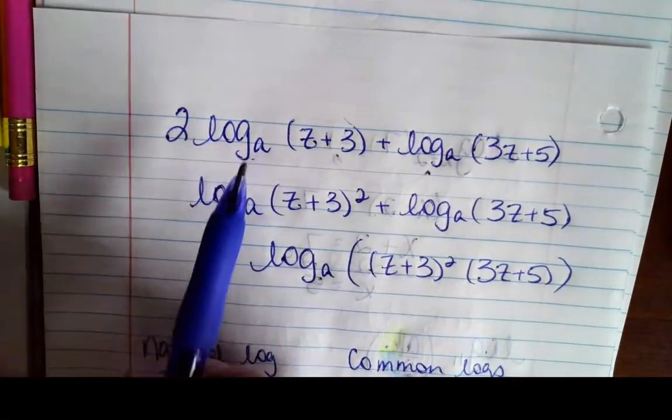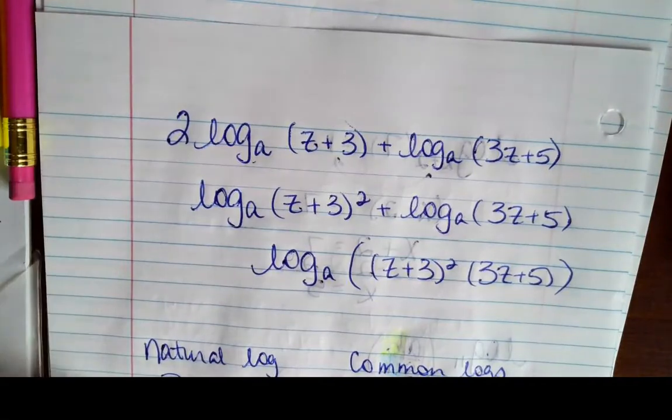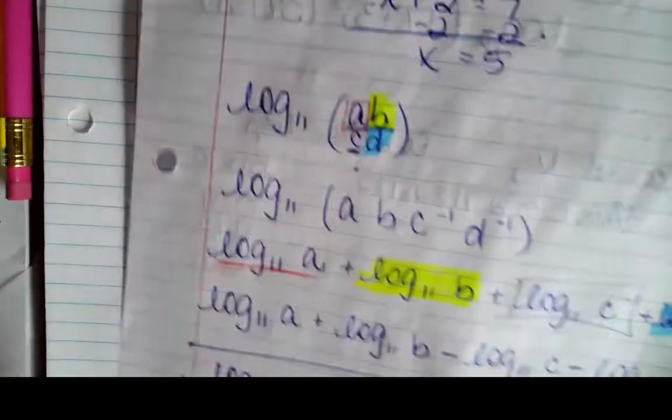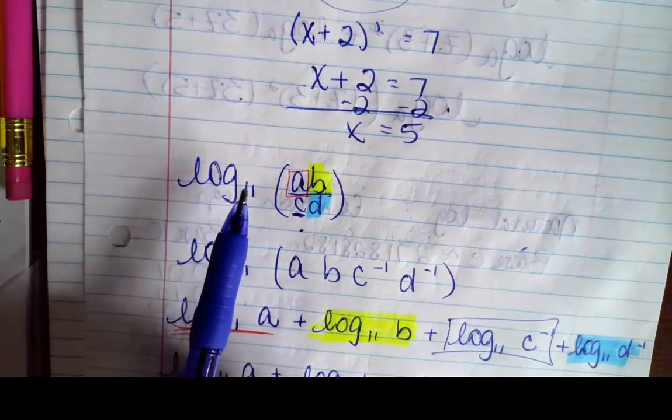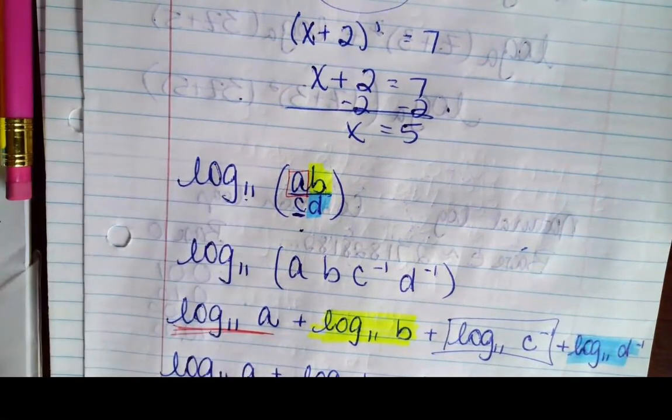So the examples that I've been giving you, here's log base a. That is not a common log. That is not a natural log. That's just a log. We had base 11. So this is not a common log. This is not a natural log. This is just a log.